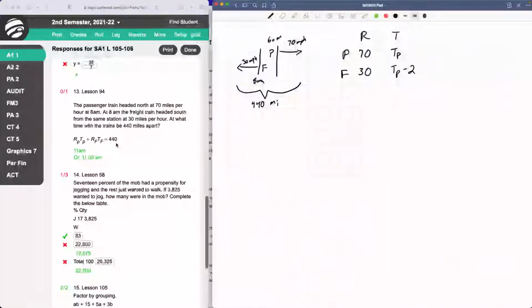So you're going to take these values, drop them into this formula, because their total distance is going to be 440 miles, because they're 440 miles apart. So you would say the rate of the passenger, which is 70, times the time of the passenger, which is TP, we don't know what that is, plus the rate of the freight, which is 30, times the time of the freight, which is TP minus 2, equals 440. So then you would solve for the time of the passenger, and then that would tell you how to solve for the time of the freight. Okay?